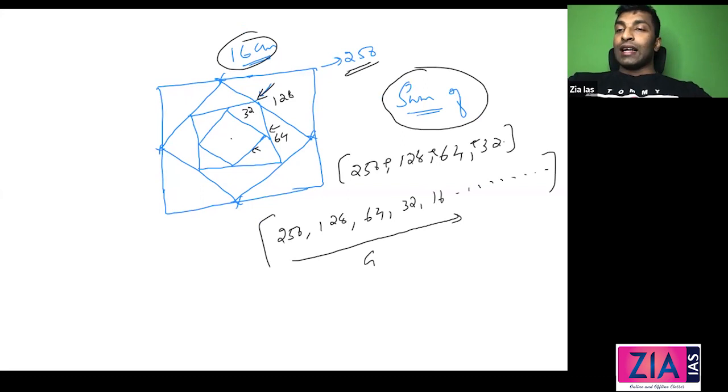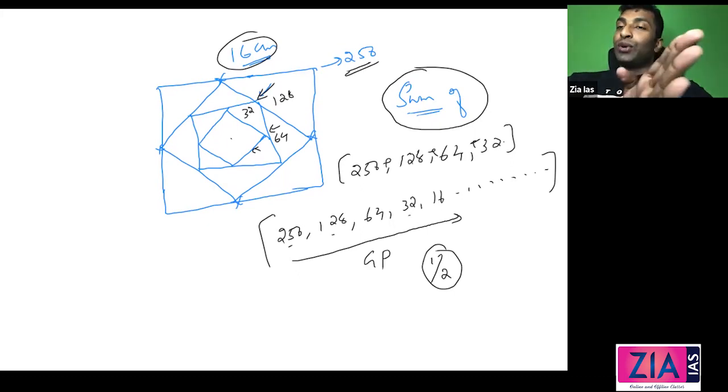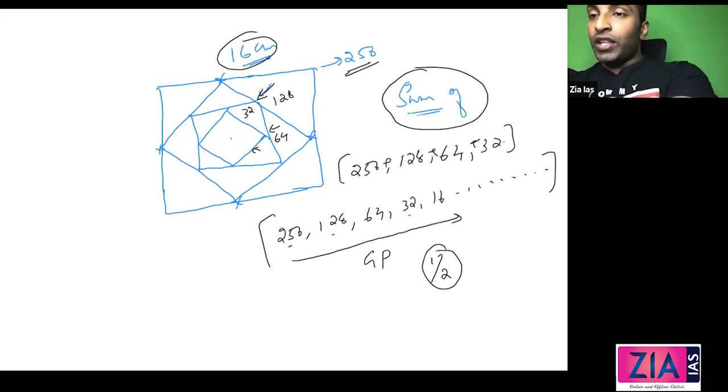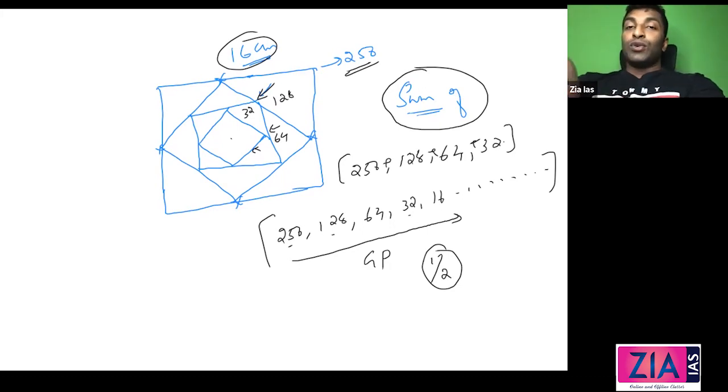The sequence is actually a GP, geometric progression. What is the common ratio here? 1 by 2. 256 by 2, 128. 128 by 2, 64. 64 by 2, 32. So it keeps on going like that. It's a GP with a common ratio 1 by 2. So what is the sum here?